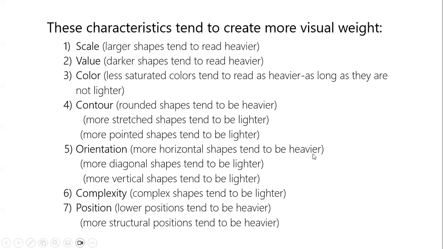Orientation: more horizontal shapes tend to be heavier, whereas diagonal shapes tend to be lighter and vertical shapes tend to be lighter. Complexity: complex shapes tend to be lighter. And position. But all of these are "tends to be." And that's an important thing to remember because for any of these rules, we could find exceptions.